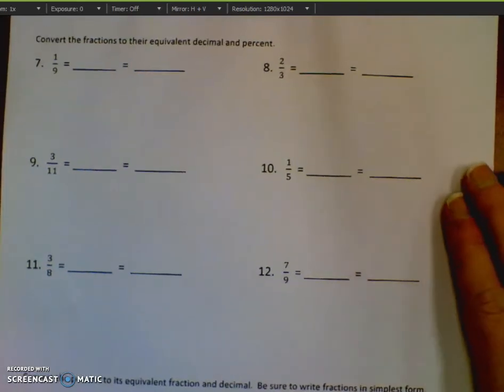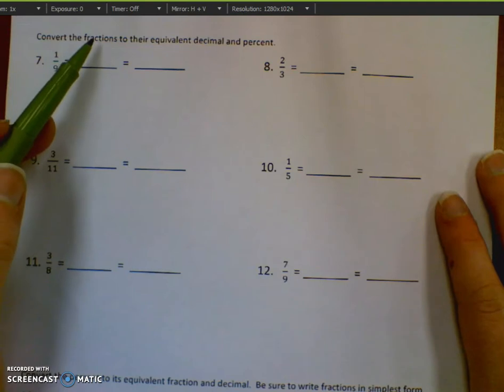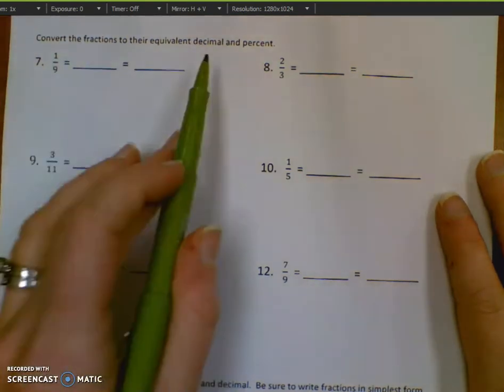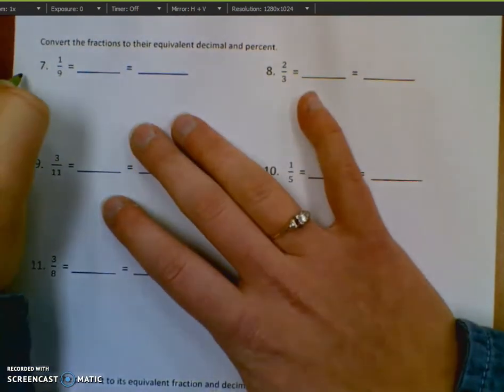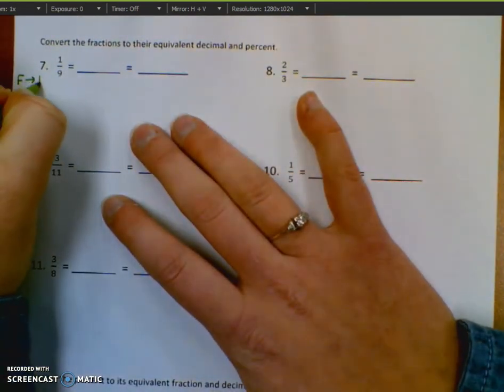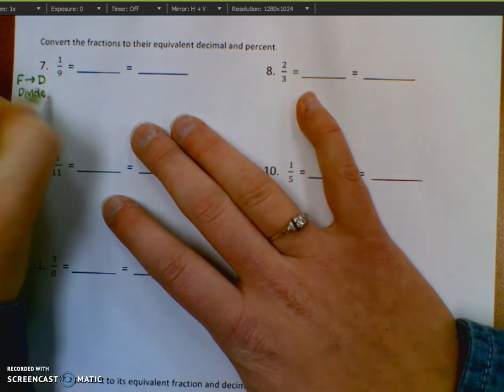Okay, so the last time we converted decimals to fractions and percents, now we're going to work on converting fractions to their equivalent decimals and percents. So in order to go from a fraction to a decimal, the only thing that we have to do is just divide. So we have to use long division to divide.